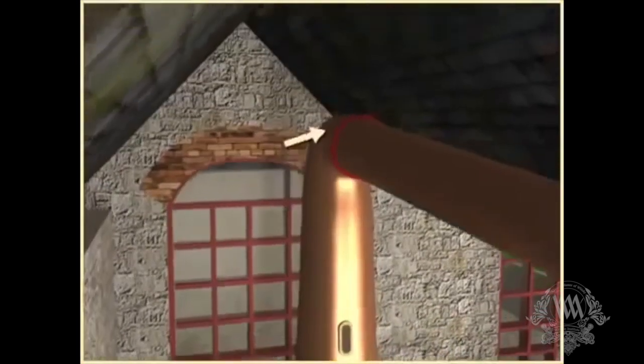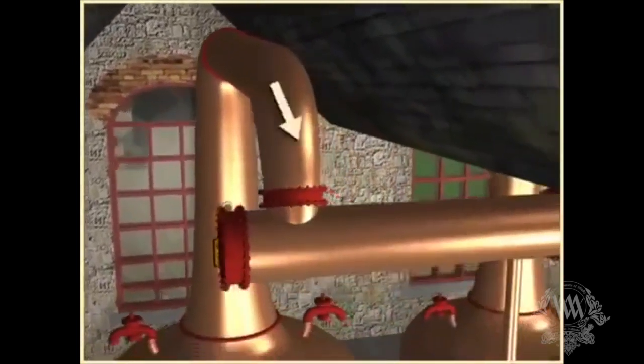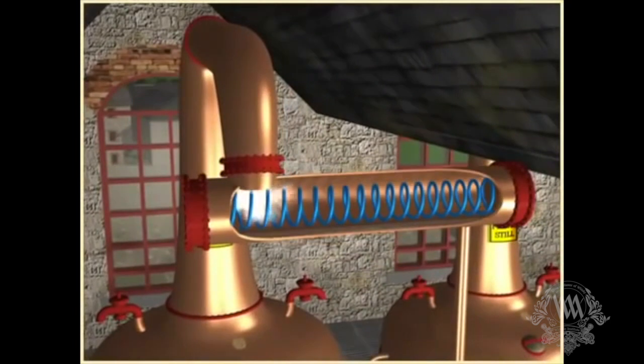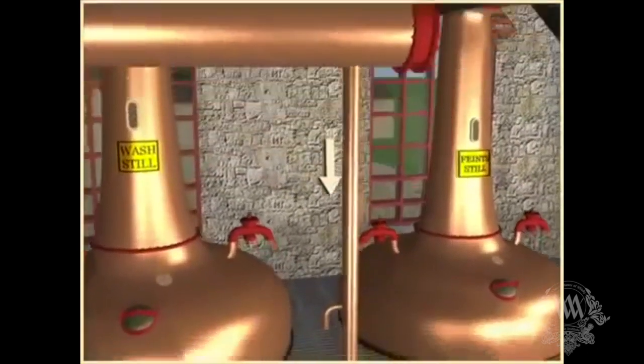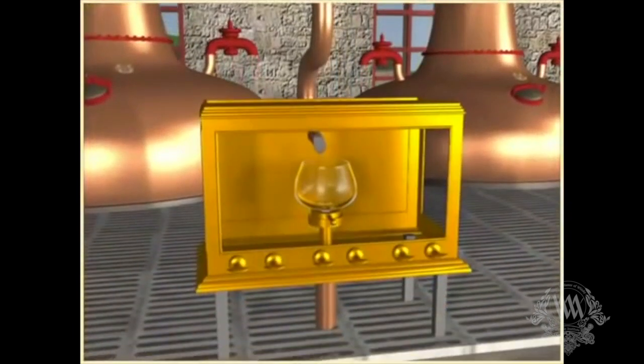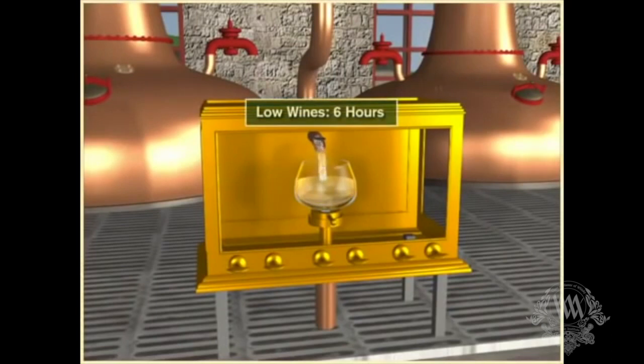Another important skill is the ability to control the flow of the distillate. This involves adjusting the valves and controlling the pressure within the still to ensure that the spirit is flowing at a steady rate. The distiller must also be able to make adjustments to the flow rate as needed to produce the desired flavor profile.